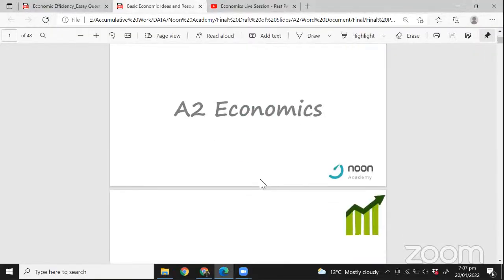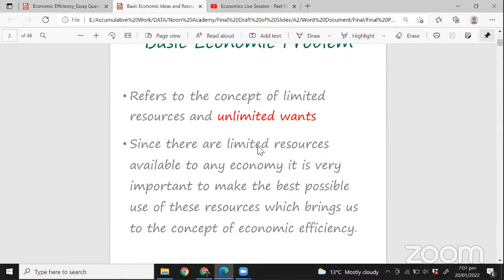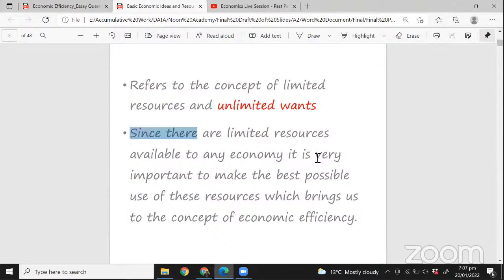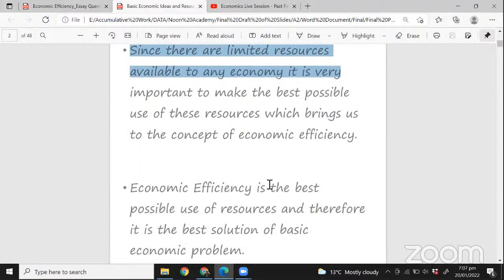So there is this concept known as the basic economic problem, which means that you have limited resources and unlimited wants, therefore you want to make the most efficient use of your resources, right? The basic economic problem refers to the concept of limited resources and unlimited wants, right? Since there are limited resources available to an economy, it's very important to make the best possible use of these resources, which brings us to the concept of economic efficiency, right?